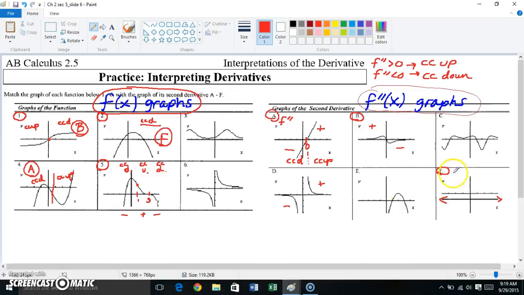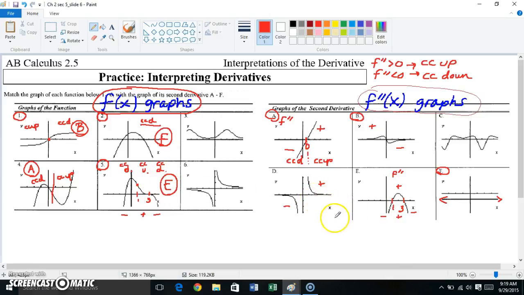All right, D's out. Let's look at E. At 1, the graph is changing from negative to positive. So F double prime went from negative to positive, and back at 3, it went back down to negative. Well, that seems to follow the pattern. Negative second derivative, positive, negative. I think 5 is E.